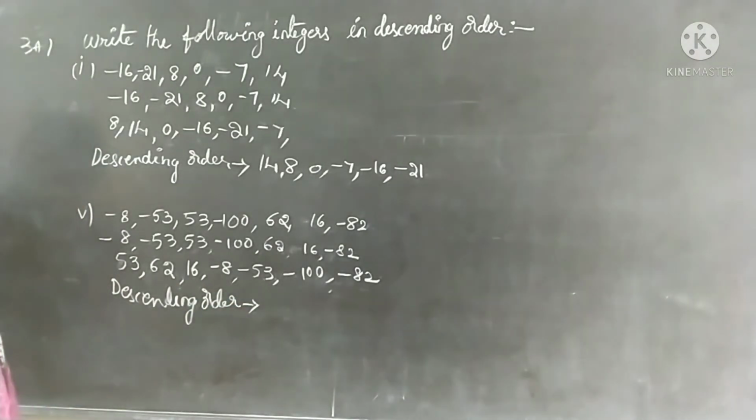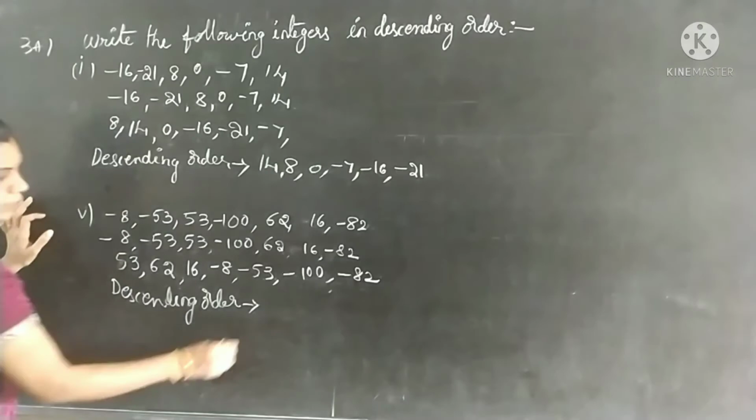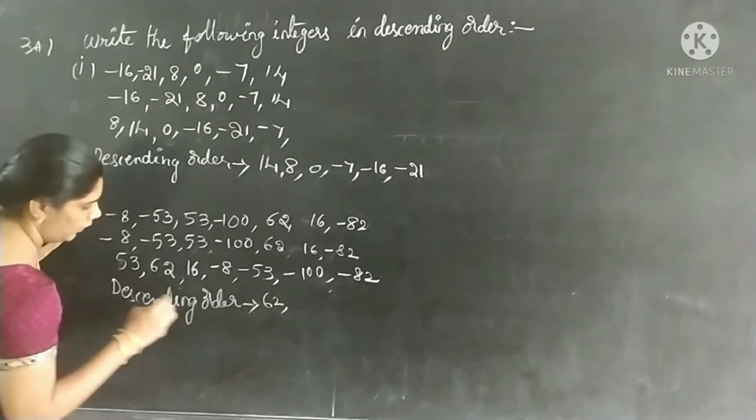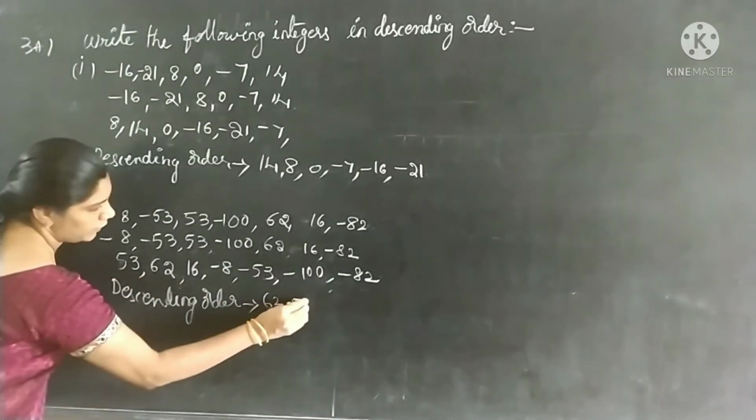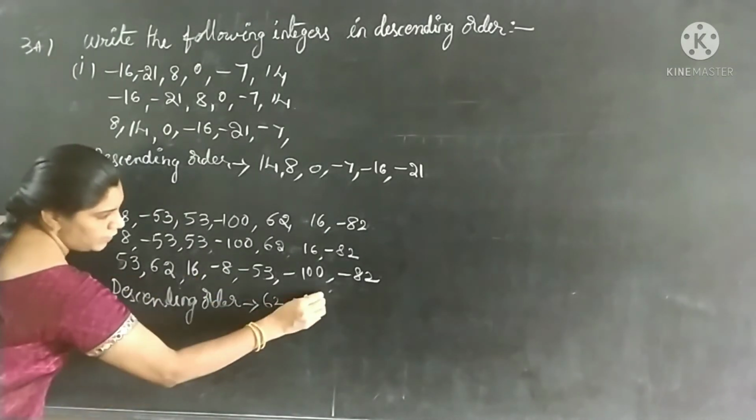Write the descending order here. Descending order is from the bigger number. So we have written positive numbers. Among the positive numbers, which is the bigger one here? 62. Mention that one, 62. Next bigger number will be 53. And next we have to write 60.